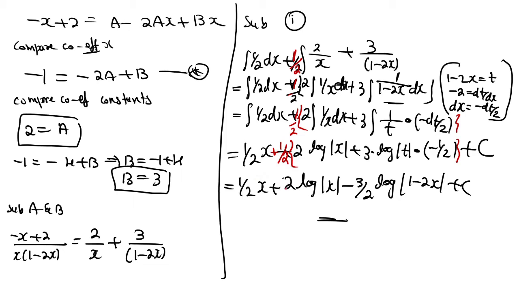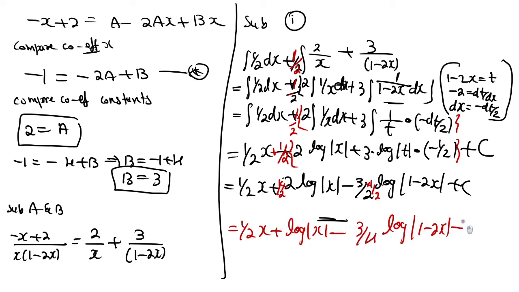Okay, so here you will get, see, 1 by 2 into 2, and here again it's equal to 1 by 2 into 3 by 2. Okay, if you simplify this one, 1 by 2x plus 2 gets cancelled: x plus log of mod x minus 3 divided by 4 into log of mod 1 minus 2x plus c.